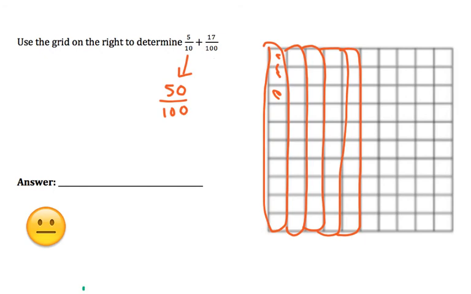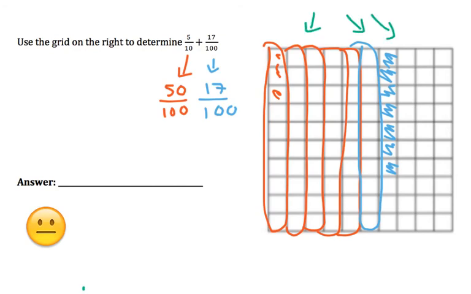And now I'm going to add 17 hundredths. And to show that on the picture, I can start by circling 10 hundredths. And then to get to 17, I'm going to need to do 11, 12, 13, 14, 15, 16, 17. In total, how many do I have? Well, we have 50 here, and then another 17 here. That's a total of 67 hundredths.